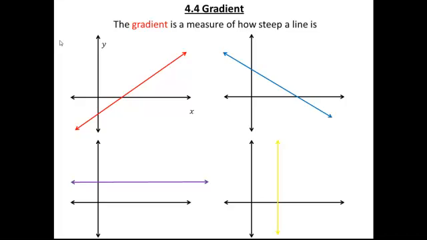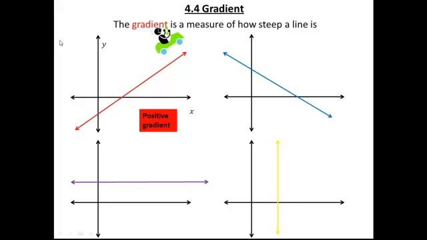So the first one, that red line there, I want you to imagine that that's kind of like a hill, okay, and we're talking about a hill, and this car is going to drive from left to right. So this car is actually going to drive up the hill. So if the line is going up from left to right, that means we have a positive gradient.